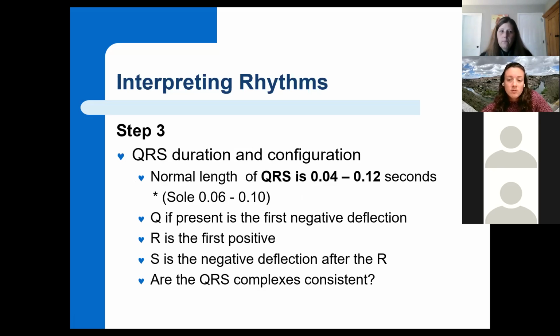Step 3, the QRS duration and configuration. We already talked about this when we talked about the QRS a minute ago. The QRS normally is 0.04 to 0.12 seconds, okay? If the Q is present, it's going to be that first little hook, that first little negative deflection that comes down off that isoelectric line, and then the R is going to be up toward the top at that little peak, and then back down for the S and the negative deflection, okay?